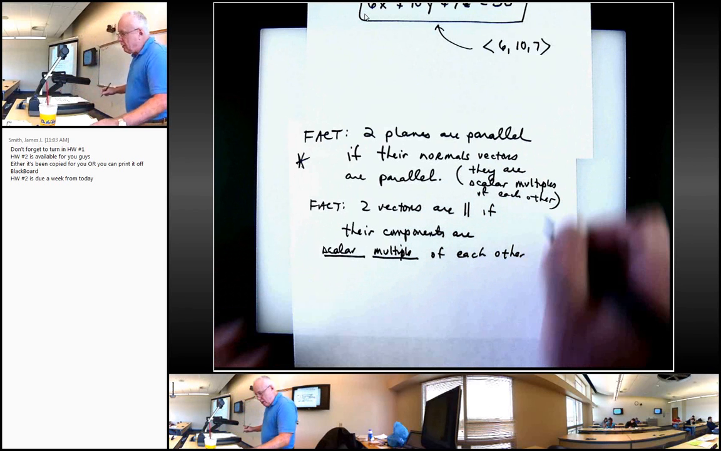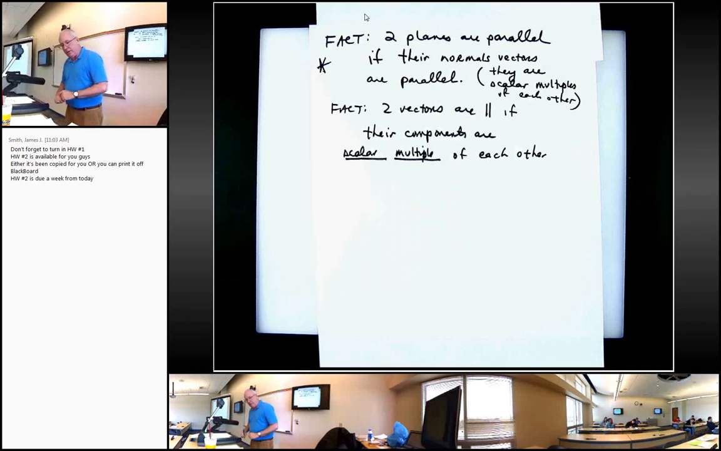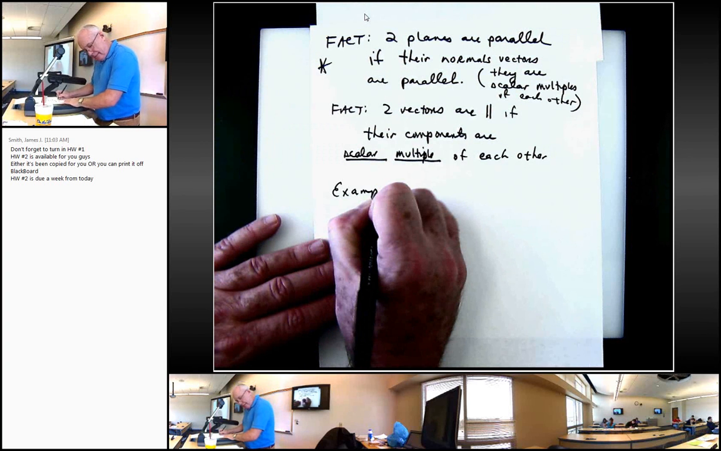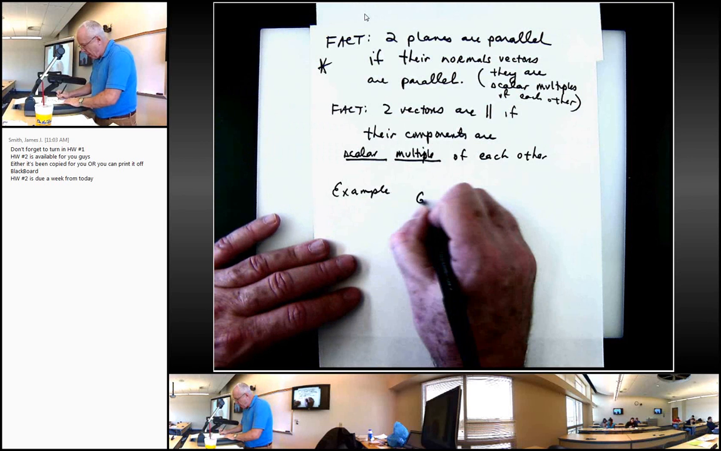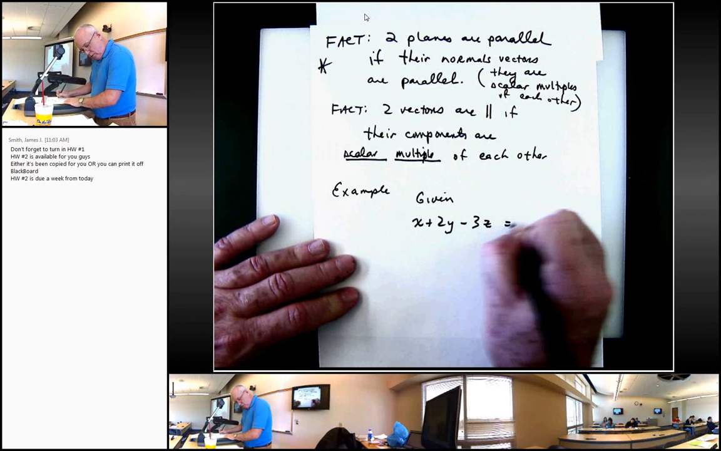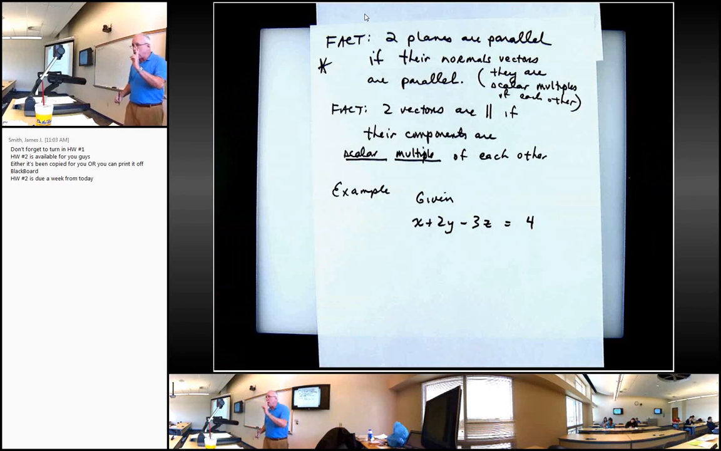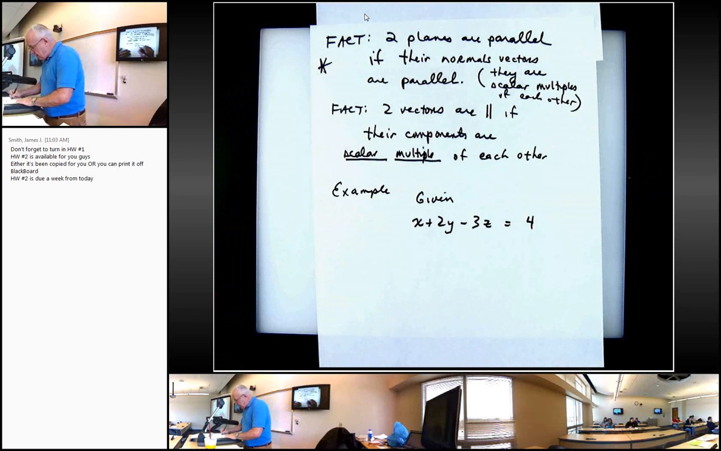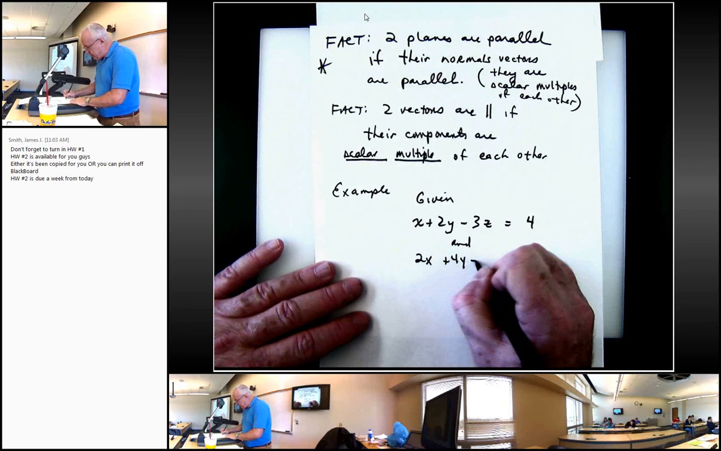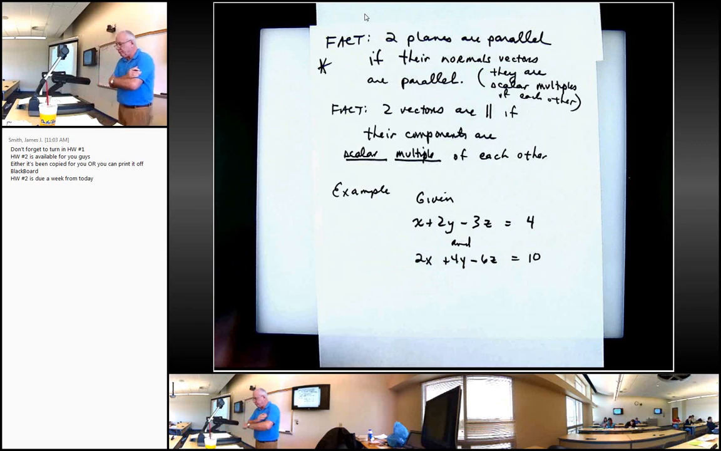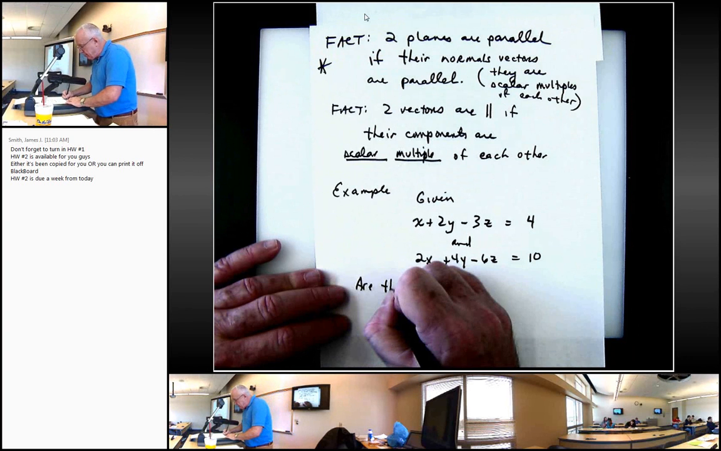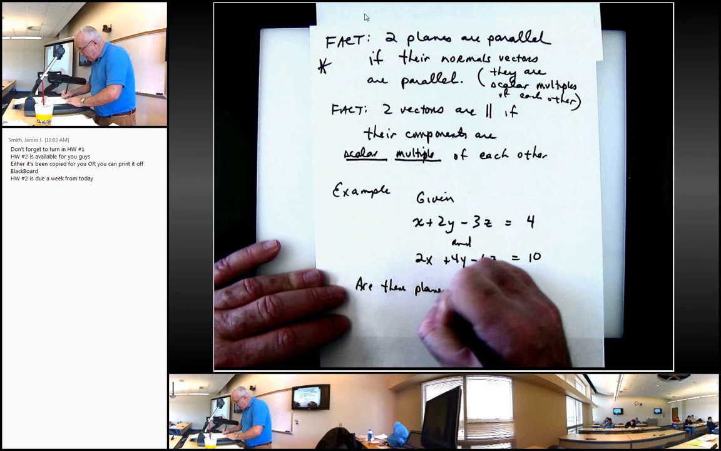Okay, so let's look at an example here where we can figure this out. Example. Say we're given x plus 2y minus 3z equals 4. That's an equation of one plane. And 2x plus 4y minus 6z equals 10. Question, are these planes parallel?